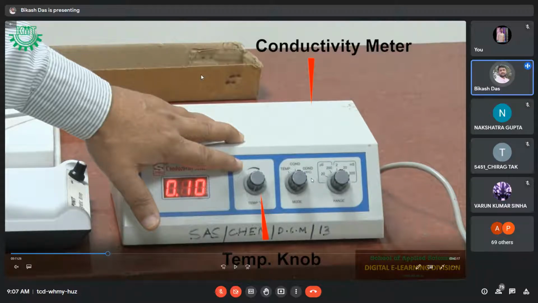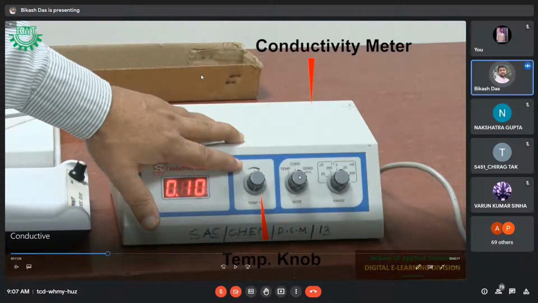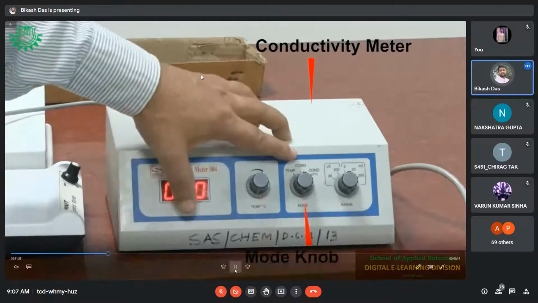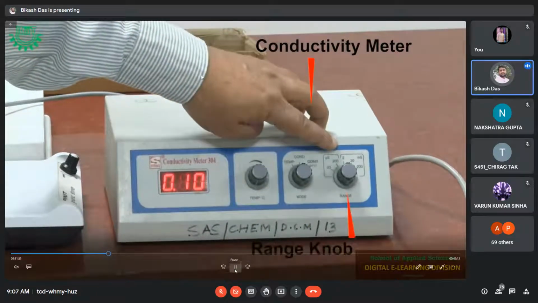So first, we have to change the mode to temperature. Then using the temperature knob, we have to set the temperature on the display. Once your required temperature is set, you have to change the mode to conductance at 25° centigrade. At whatever temperature you set, you should start at the same temperature. You should fix the mode and temperature; these two knobs should be fixed. Then I will tell you about the range.